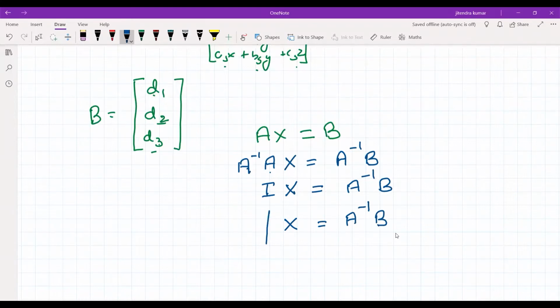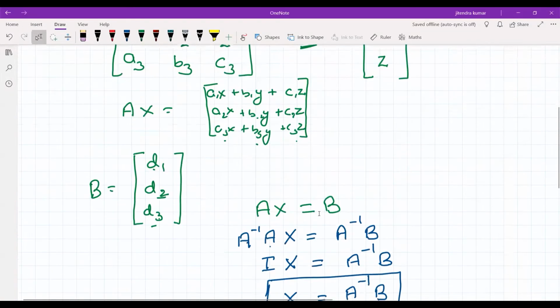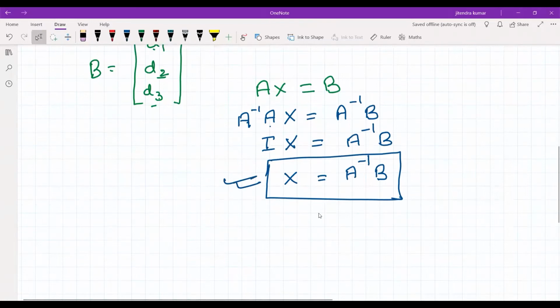So you can see here we have got the value of X. We can find the matrix A inverse, and then multiply A inverse into B, and equate X to that A inverse B, and then we will have the values of x, y, and z. So this is the method that we are going to apply to solve any given system of linear equations using this matrix method.